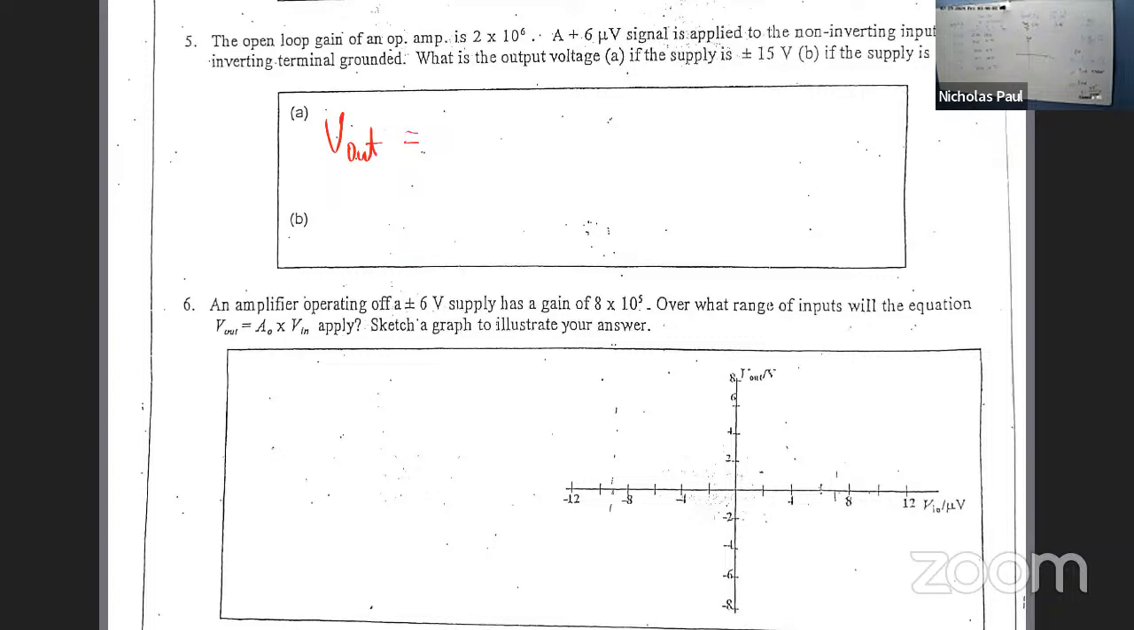V in by A, so that's 2 by 10 to the second, by 6. 6 by 10 to the... But look at the first case, the supply is plus 15, right?